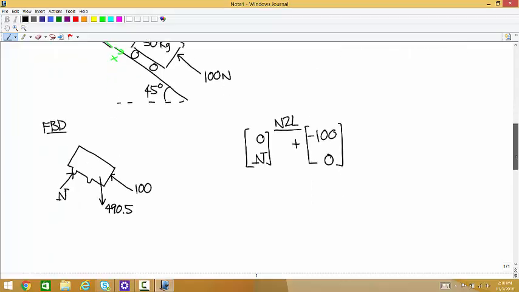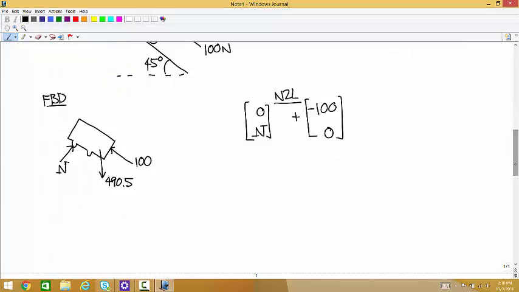Now we have to deal with that weight force, and that's where the trade-off is: by rotating the coordinate system, we make the weight force get messier than it would be in a standard coordinate system. So the weight force looks like this. It has a magnitude of 490.5.